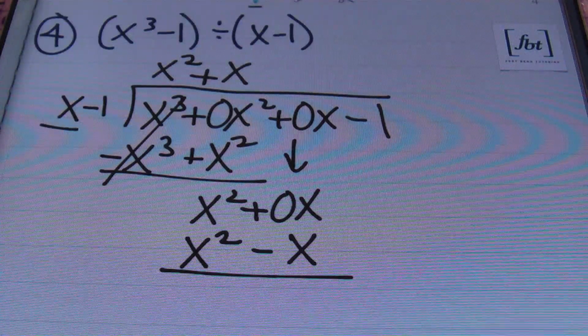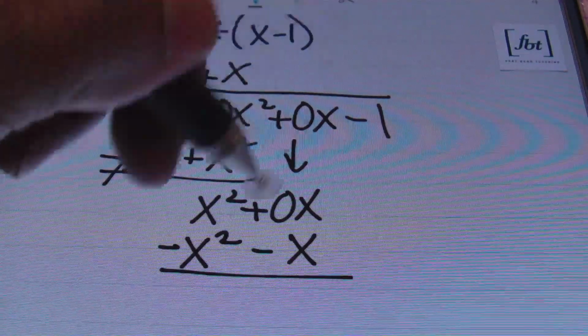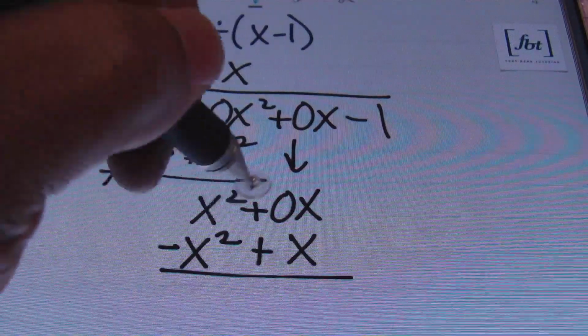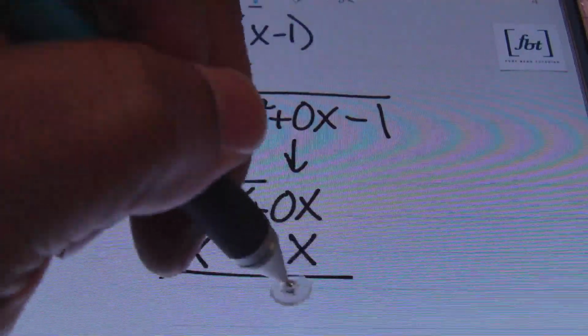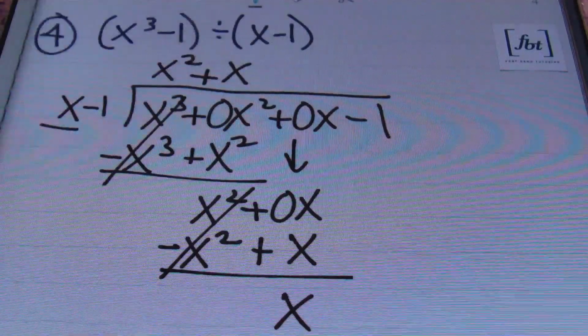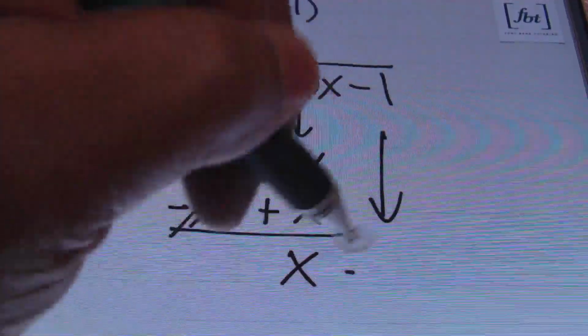Then I need to do what? You're right, I need to change the signs. So this becomes a negative x squared, this becomes a positive x. Don't forget that step. My x squares will cancel out, and I bring down just 1x. Why? Because this was 0x right here, and that's 1x. So 0 plus 1 is 1x. Next, I'll be bringing down this negative 1.